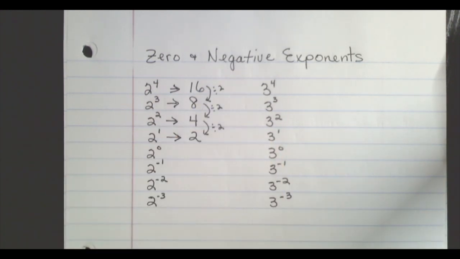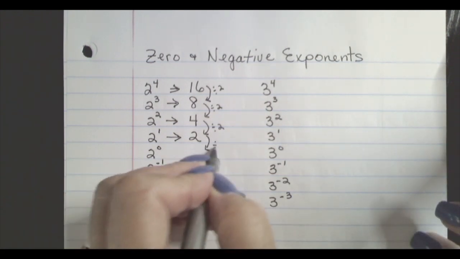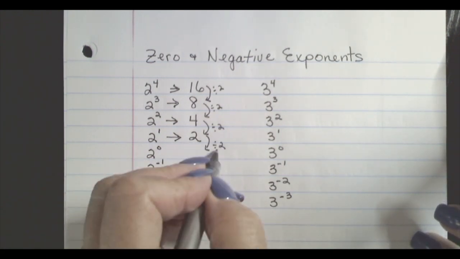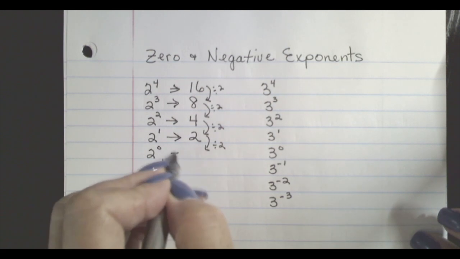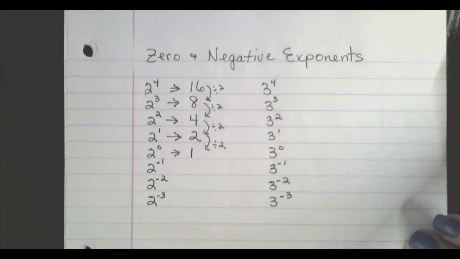So when I ask what does 2 to the 0 power equal, a lot of people say 0. But that would not be correct, because if I come down here and divide by 2 again, what's 2 divided by 2? And that would be 1. So any base raised to the 0 power is going to equal 1.